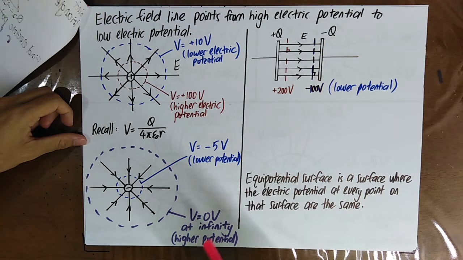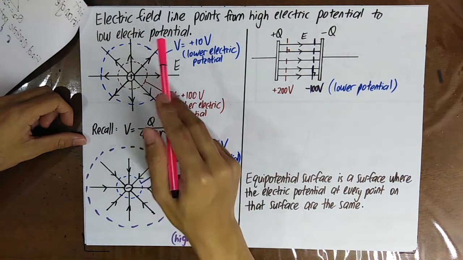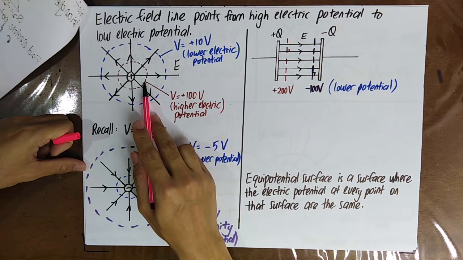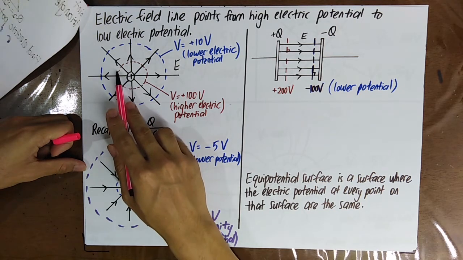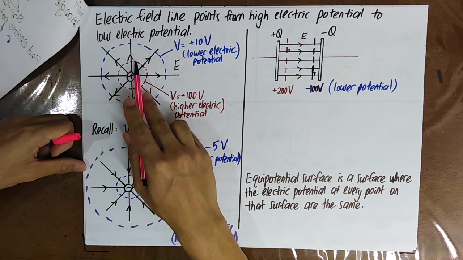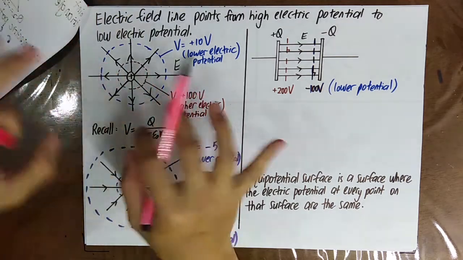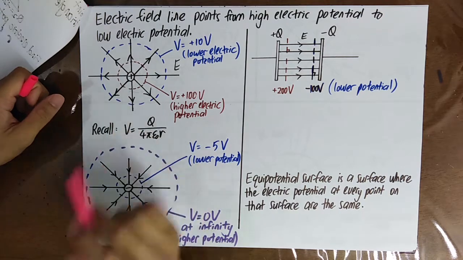And then now I want to introduce you to something which is the equipotential surface. The equipotential surface is a surface where the electric potential at every point on that surface is the same. That means that the electric potential at this point is 100. This point is also 100, also 100, also 100. So you say that this surface, which is a spherical surface, is an equipotential surface.